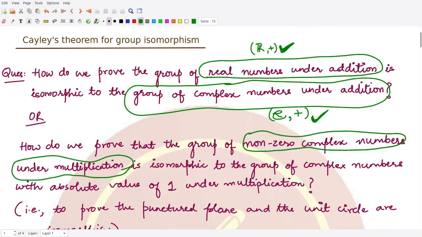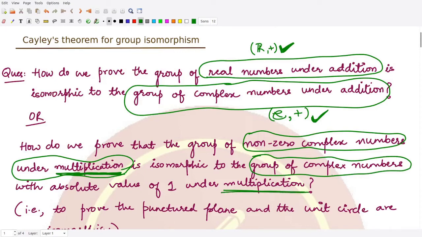So we have excluded 0 from it. Why? Because we do not have the inverse of 0 under the operation of multiplication. That is why 0 is not included here, and that is why it forms a group, right? Another group is the group of complex numbers with absolute values of 1 under multiplication. So the operation here is multiplication. It consists of all the complex numbers whose magnitude, whose absolute value is 1.